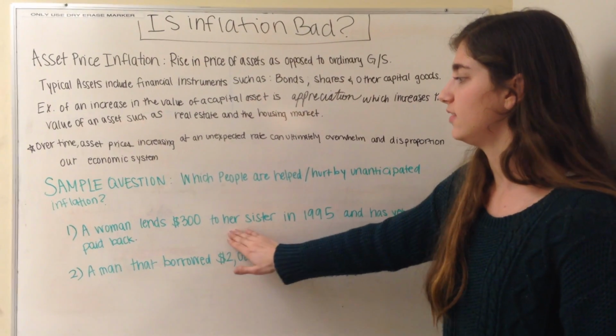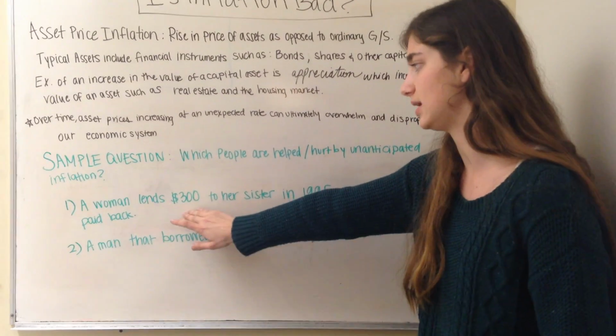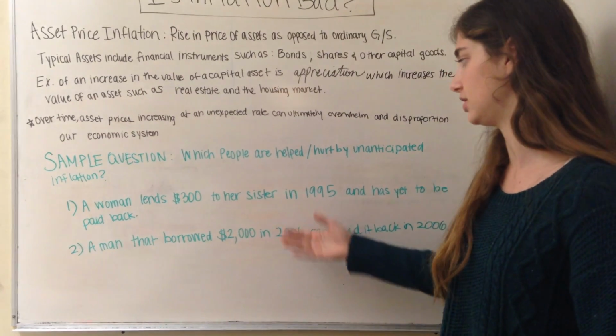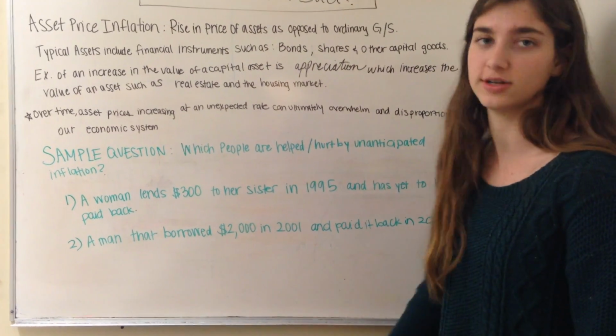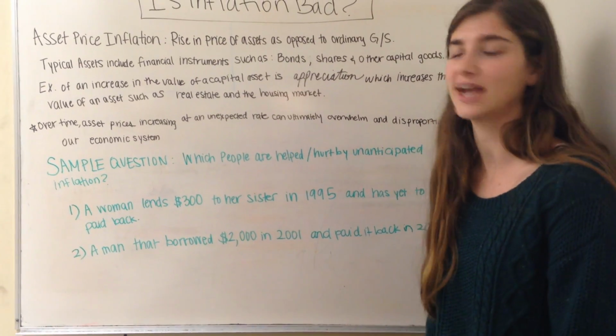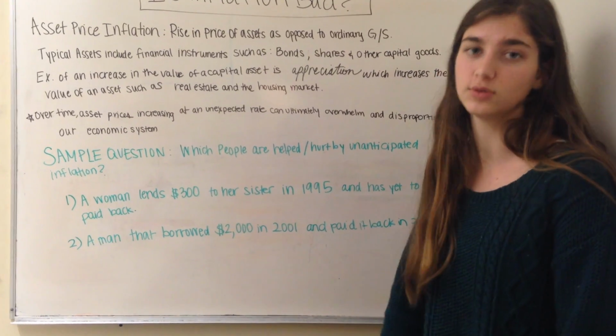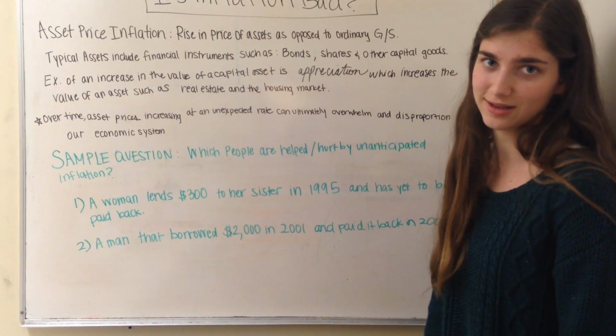So for number one, if you chose hurt, you are correct because the woman did lend her money, meaning she lost money over that period of time that she waited for her sister to pay her back. For number two, if you chose that the man was helped, you're correct because he did borrow, so over time he did wait, but he ultimately gained a profit from waiting.